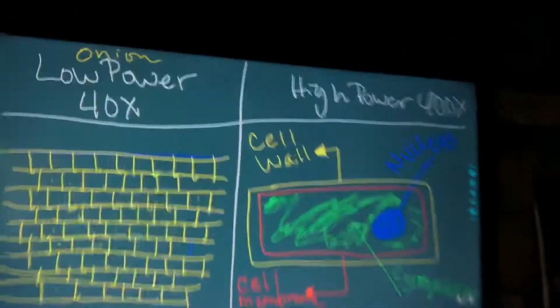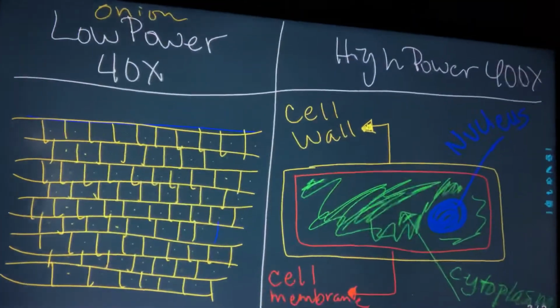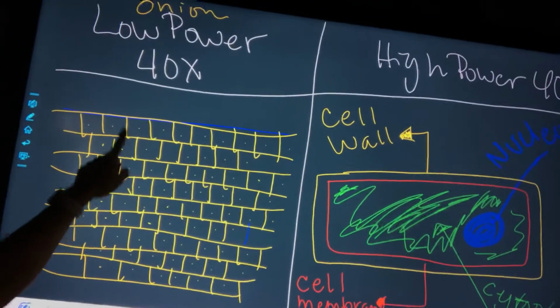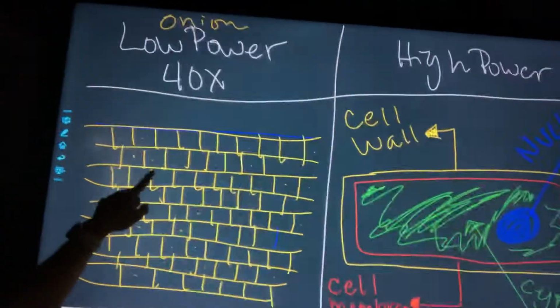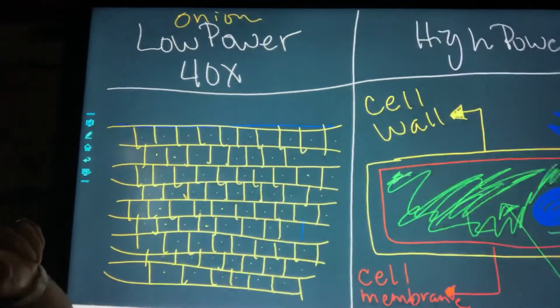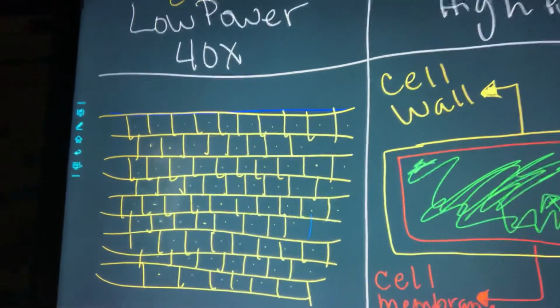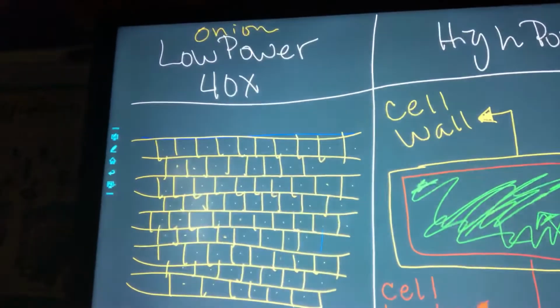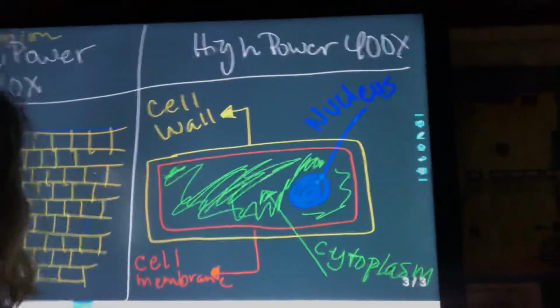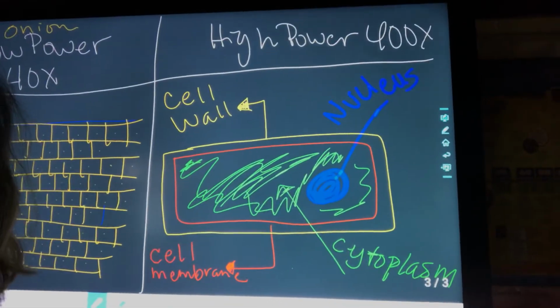And then for the onion, some classes didn't finish this one today, but if you're still working on it for day 2, you will need to draw your onion at low power. It looks kind of like a brick wall, but really when we saw it through the microscope, it looked more like snake skin or mesh or a net. So at 40 times in low power, you need to draw something like that. And then on high power, 400 times bigger, you have one extra part to label for the plant cell.